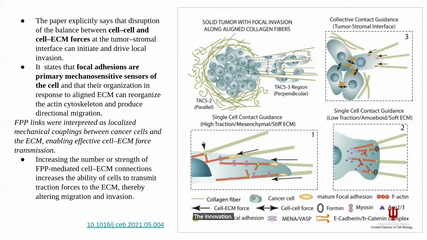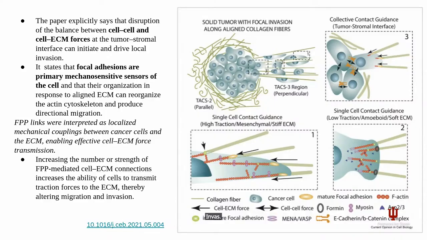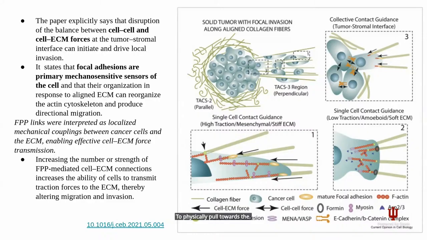For that, we have this paper where they have experimentally proved that the focal interaction or adhesion due to the fibers between cell and ECM can increase the extent of migration and invasion. We have represented that with FPP, where FPP can be interpreted as a local mechanical coupling anchor between cell and ECM, and how that anchor helps the cell to physically pull towards the ECM and alters the migration and invasion.